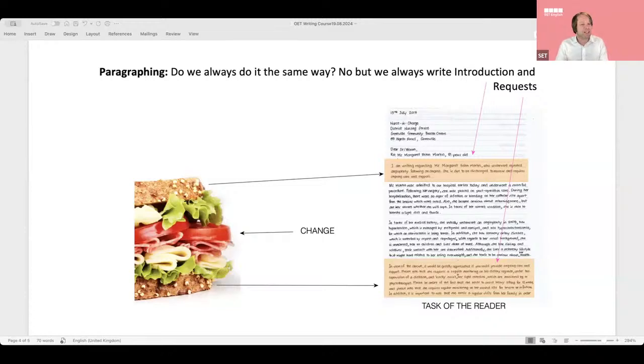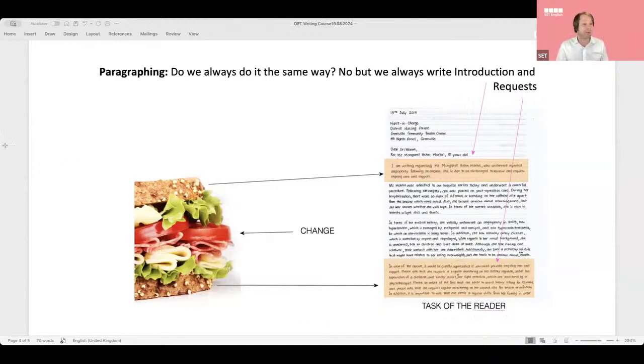So when you make that sandwich, you're thinking, what sandwich does the person want to eat? It's the same with an OET letter. What OET sandwich does the reader want? Does that make sense?